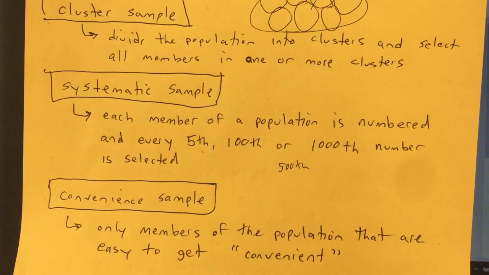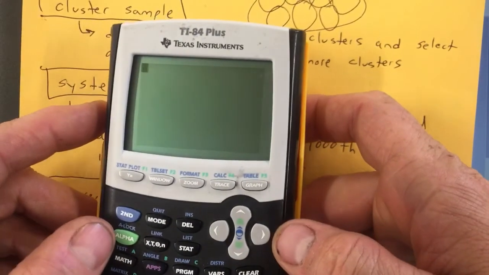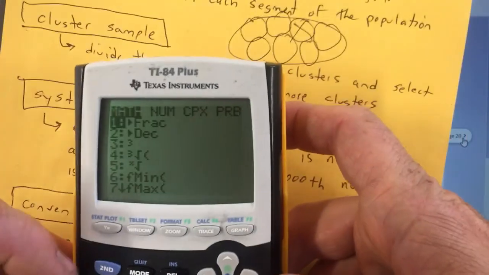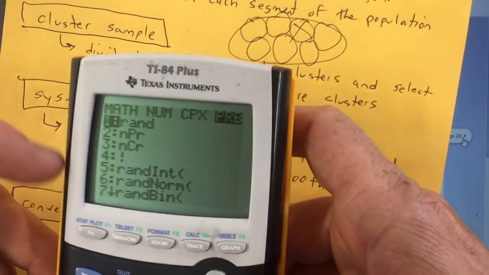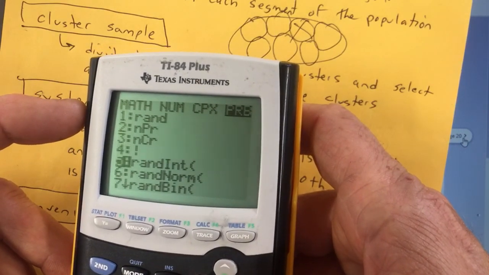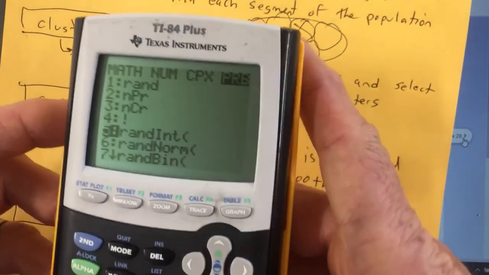You can generate random numbers on a calculator. If you look at this calculator here, if you hit this math button right here, and then go over to probability, and then right down here, number 5, this is random integers.